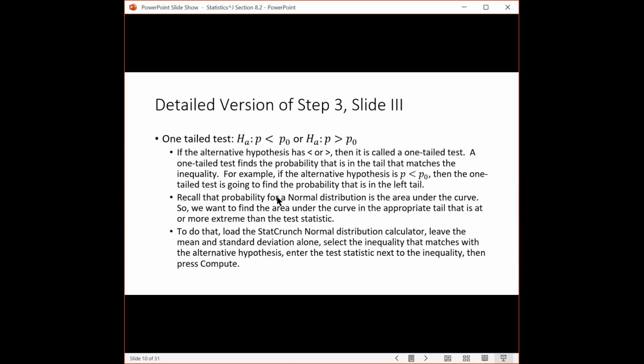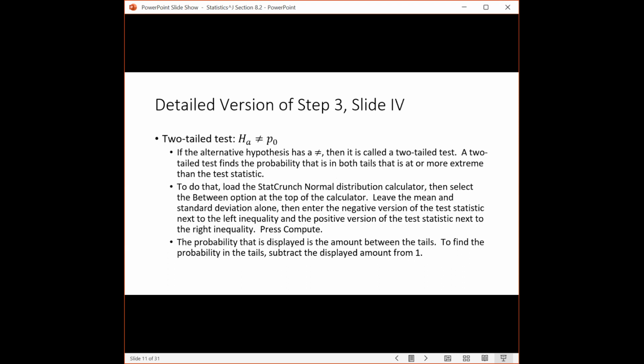To do that, we're going to load the StatCrunch normal distribution calculator. We're going to leave the mean and the standard deviation alone. We're going to select the inequality that matches with the alternative hypothesis. That makes it easy, right? So if the alternative hypothesis is less than, then use less than in the normal calculator. If the alternative hypothesis is greater than, then put greater than. Then you're going to enter the test statistic value in the blank space next to the inequality, and then press compute. Okay, so that's for a one-tailed test.